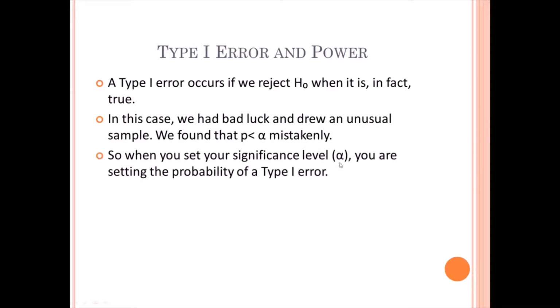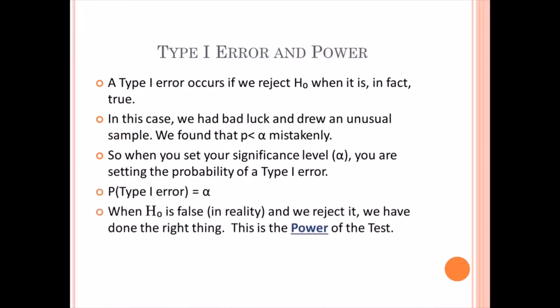So when you set your significance level alpha, you're setting the probability of a type 1 error, because that's your rejection region, the only place you can reject H0 and make a mistake doing it. So the probability of a type 1 error is alpha. When H0 is false in reality and we reject it, that's what we're supposed to do. That's the right thing. This is the power of the test. We want that power to be high.